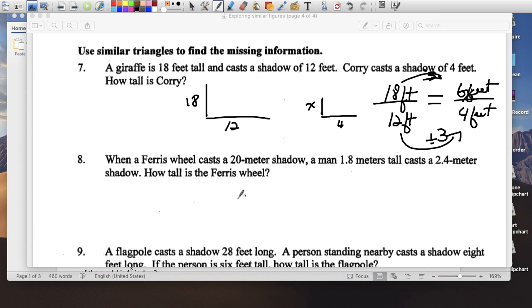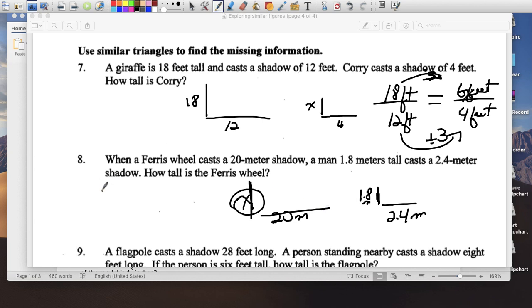So there's a Ferris wheel, and there's a shadow. It's 20 feet tall. Man is here, and his height is 1.8, and his shadow is 2.4. So again, it's 2.4. That's his shadow in meters, right? This is all meters. And we want the height of the Ferris wheel, so that would be my x.